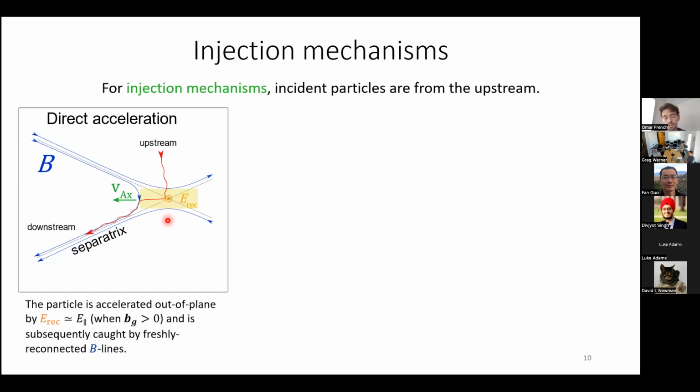And as discussed in the beginning, the particle is sort of dragged by the freshly reconnected magnetic flux and is still attached to field lines as it begins to flow downstream. And whenever the guide field is greater than zero, the reconnecting electric field approximates the parallel electric field, when the guide field is simply out of plane.